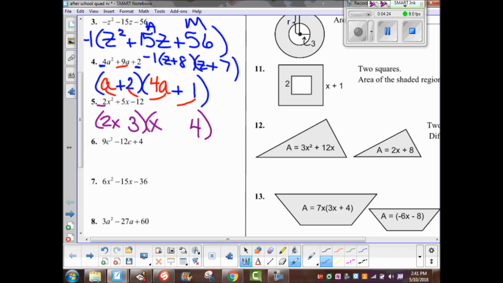What should my signs be? Now, when I combine, I've got to end up with a +5. So I'm probably going to say that's going to give me a +8x. And then a -3x is going to give me that +5x. All right, number 6.